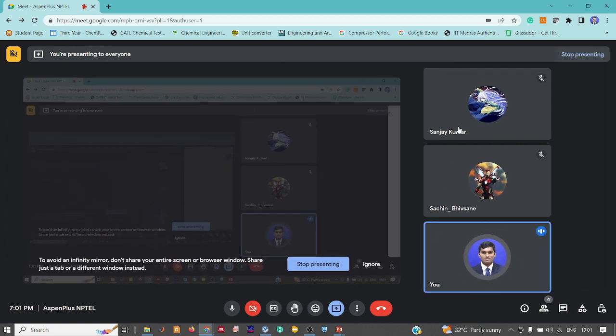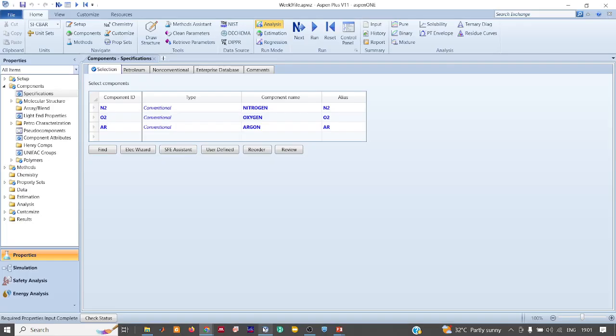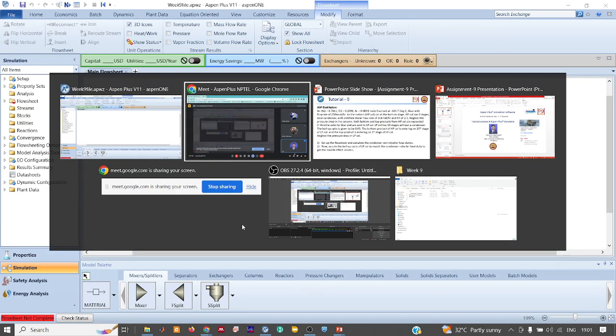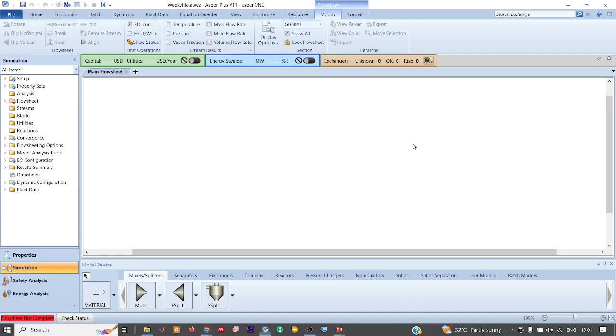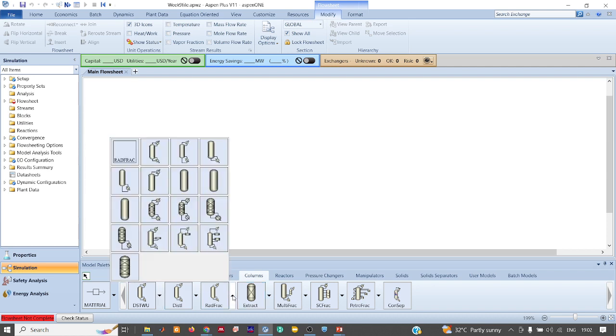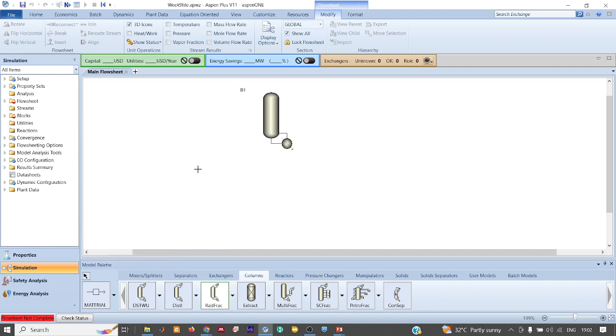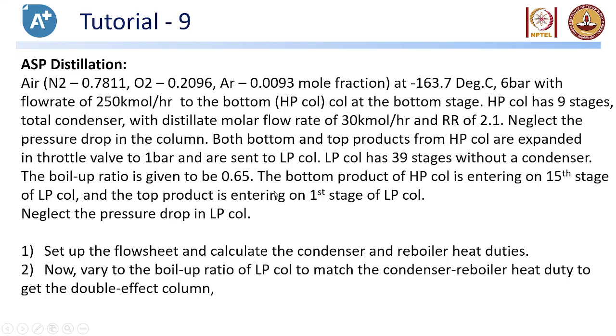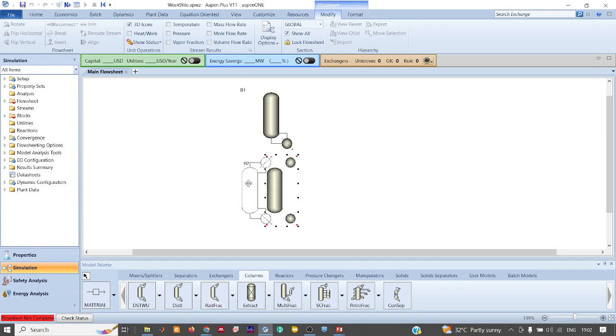Okay, fine, man. I'll also start doing parallel. Okay, it's 7 o'clock. So let's see. The first thing which you're supposed to do is give the components and then go to simulations. So here the question said two columns, right? So let me put two columns. Right, so this is my HP column and that's my LP column. So let me rename.